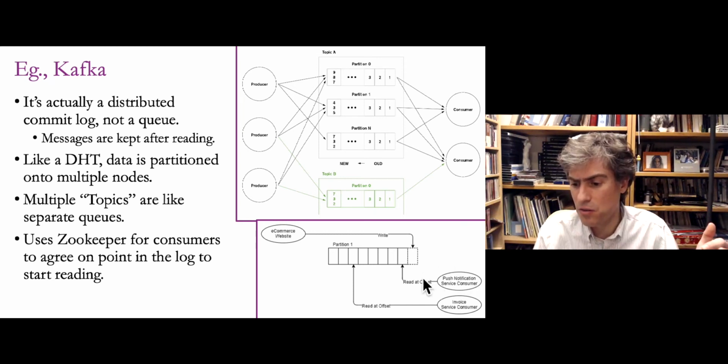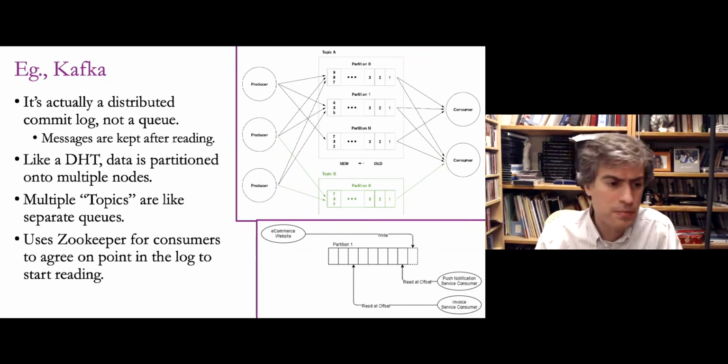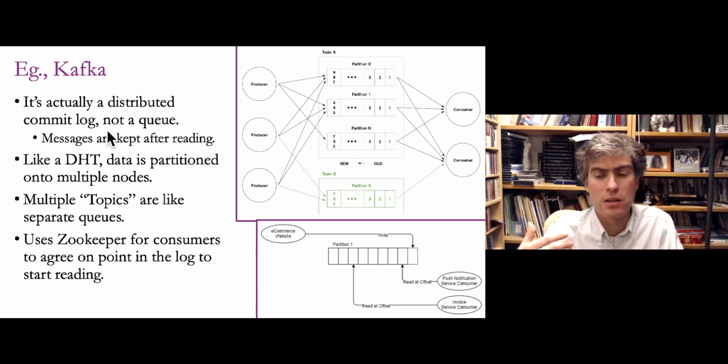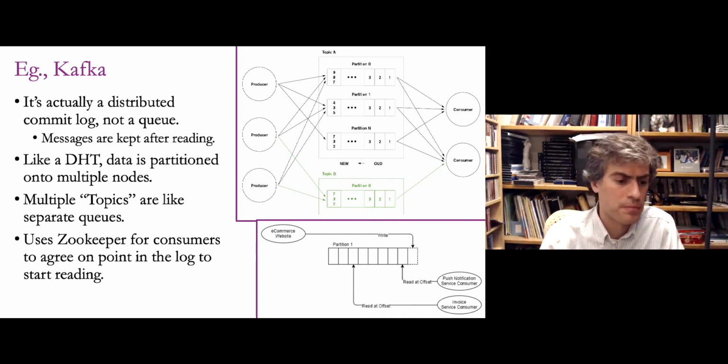First there might be a push notification server that processes the message to generate an alert, and then later on there's another service that lags behind that might start the actual processing of the order. Okay. So the messages are kept around after reading. In some sense it's called a distributed commit log rather than a queue, because the term log indicates that the stuff's kept around rather than being discarded after it's read.